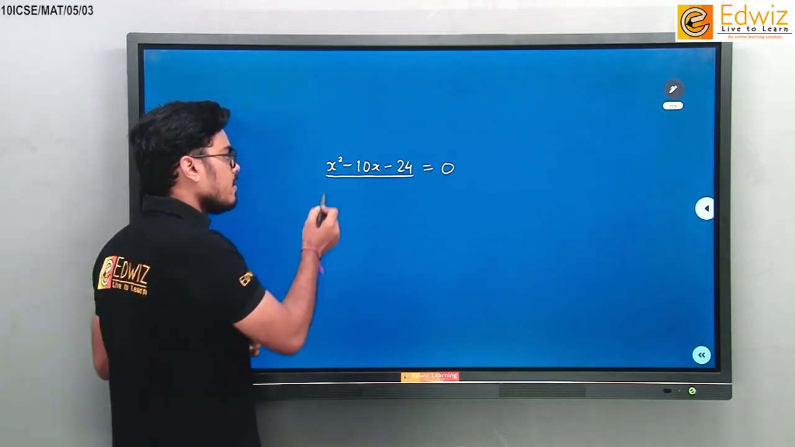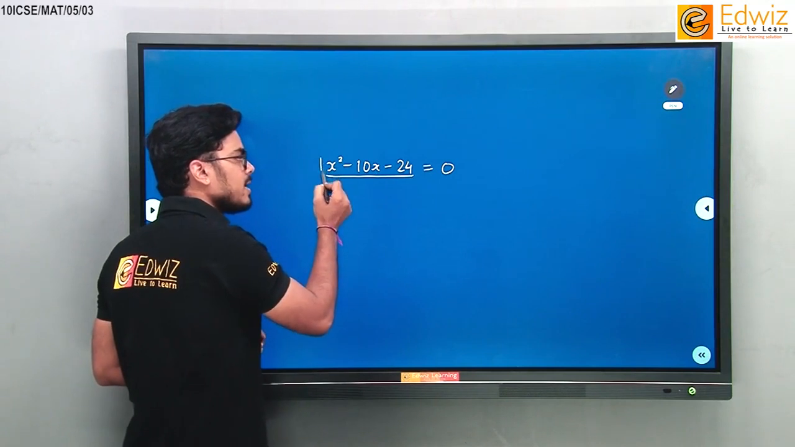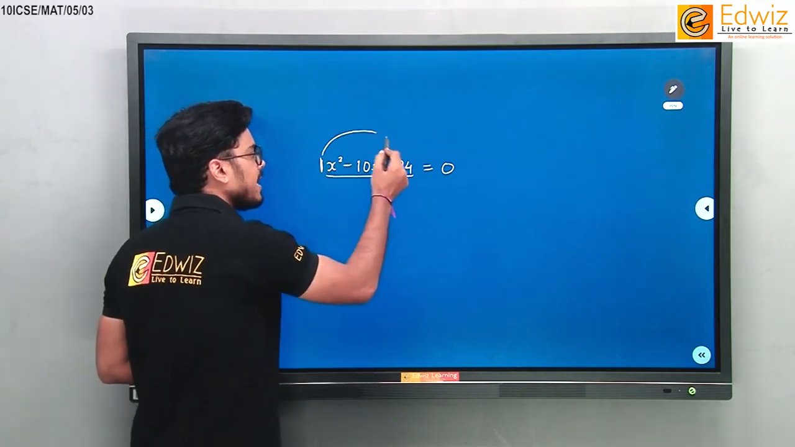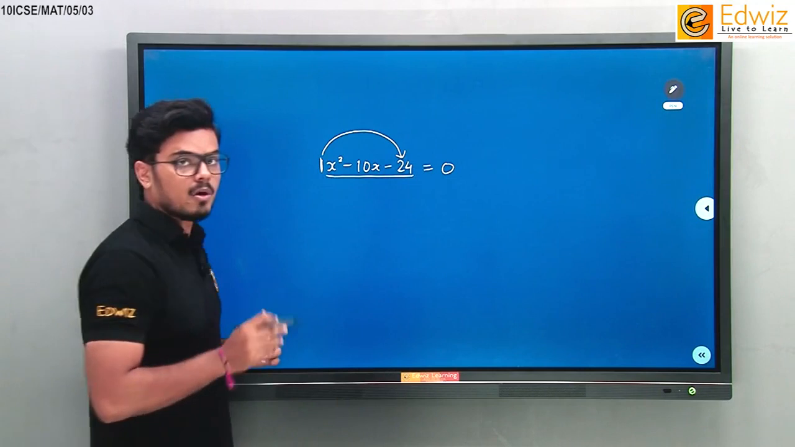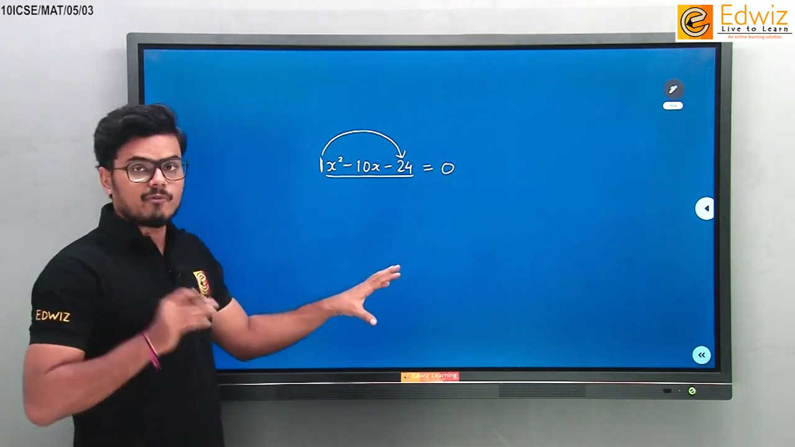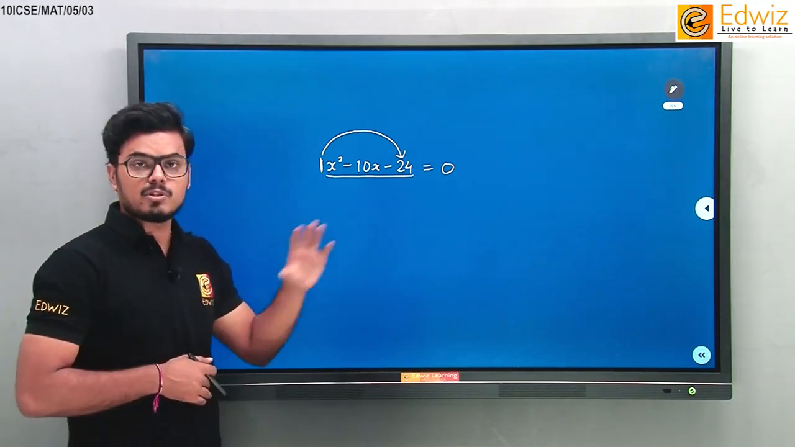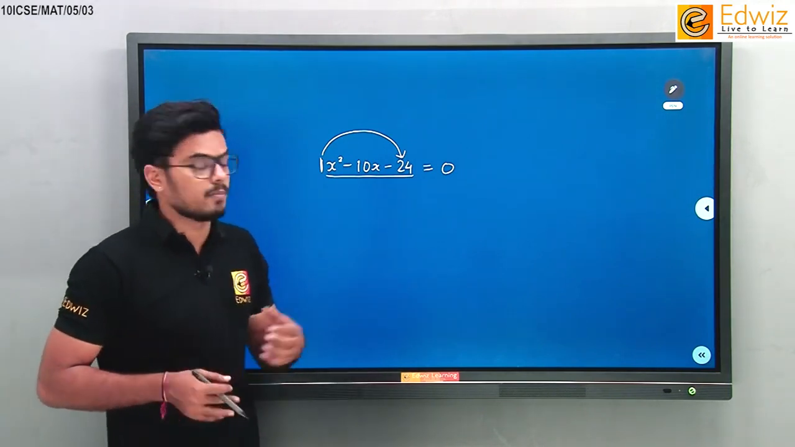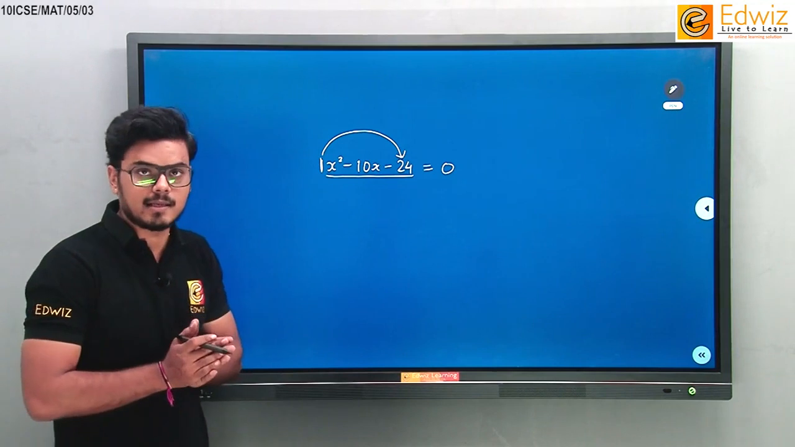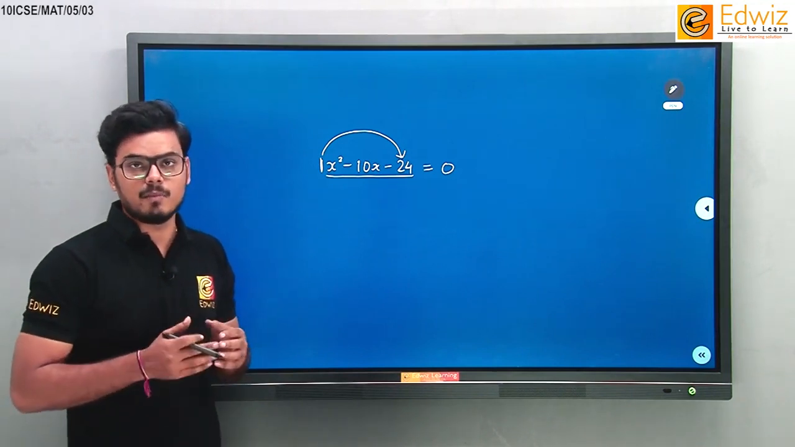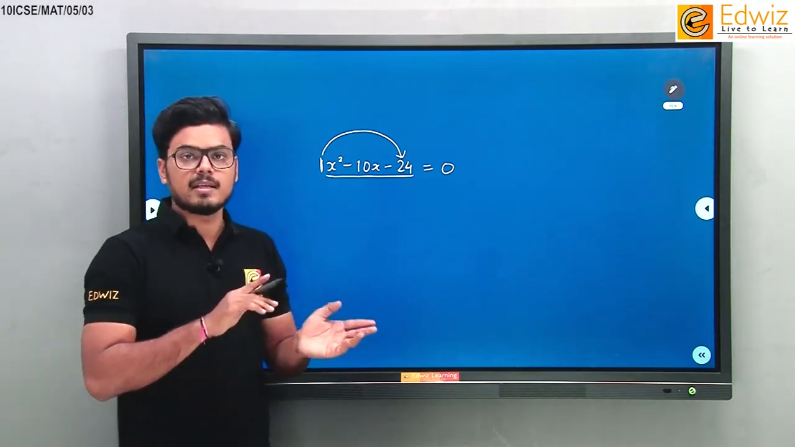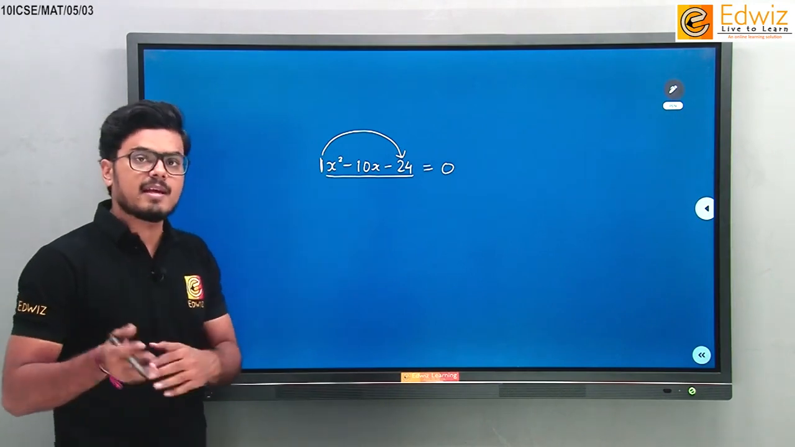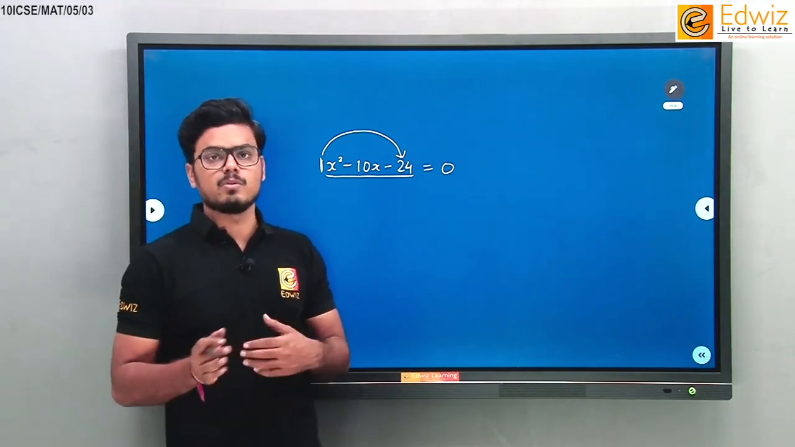What is the first step? Whatever the coefficient of x square is, here it is 1. Multiply it with the last term or the constant term, correct? Now, this is necessary here. Before solving this, you have to bring the quadratic equation to its standard form. The equation is needed in that form only, correct? So if it is given in any other form, your first job is to bring the equation into its standard form, ax square plus bx plus c equal to 0.